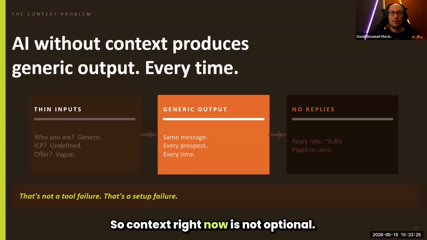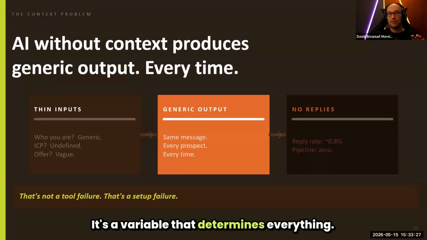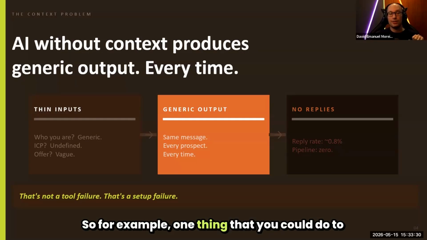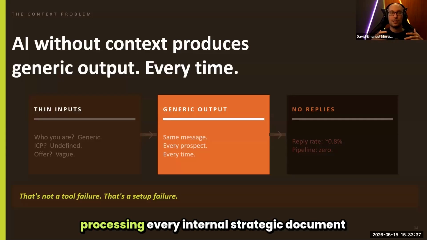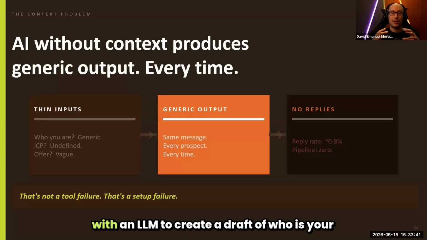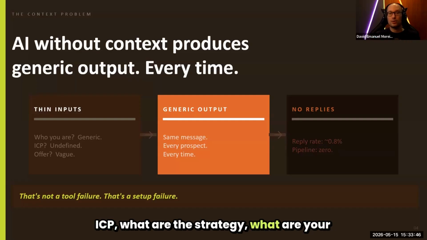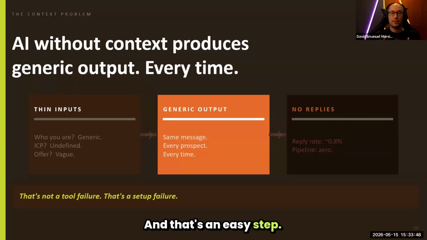So context right now is not optional. It's a variable that determines everything. So, for example, one thing that you could do to actually capture the context of your company is start processing every internal strategic document with an LLM to create a draft of who your ICP is, what the strategy is, and what your products are. And that's an easy step.